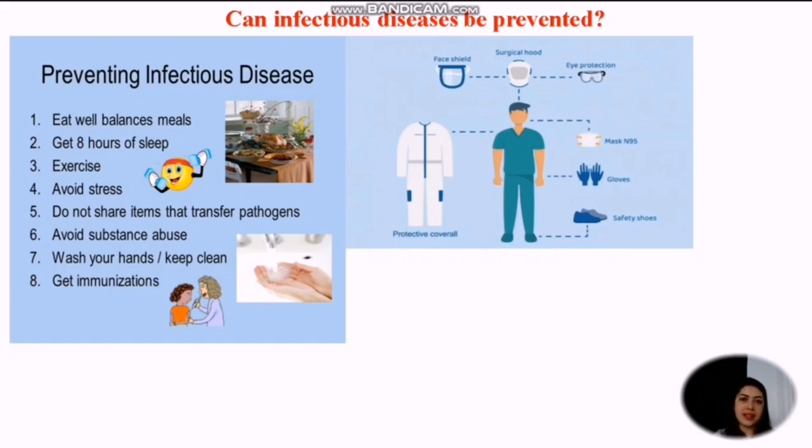How can we prevent infectious diseases? First of all, eat well-balanced meals. Sleep about 8 hours. Do sports. Try to avoid stress. Wash your hands and keep clean. And of course, get immunizations. As future medical workers, you should wear special medical clothes, such as a gown, gloves, eye protection, safety shoes, and so on.